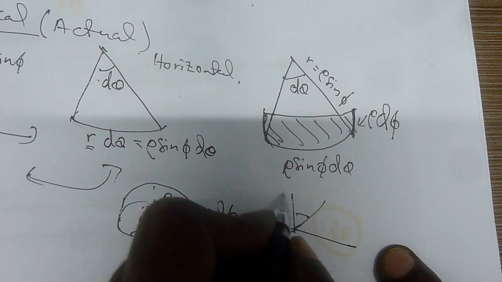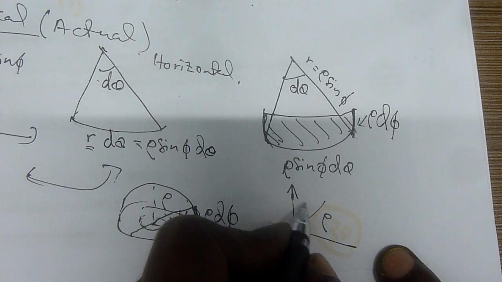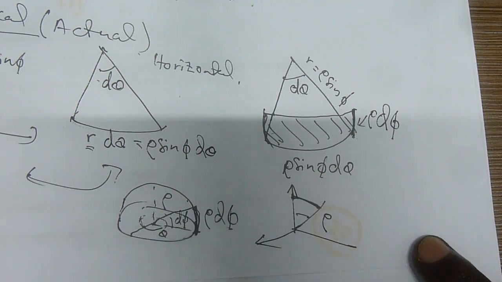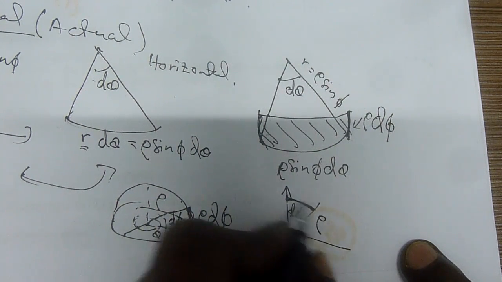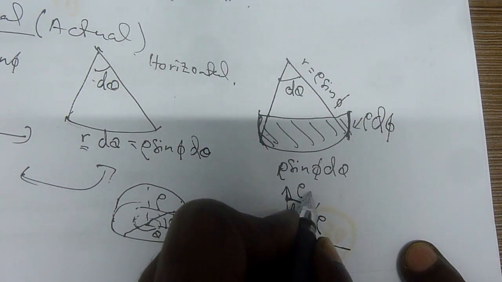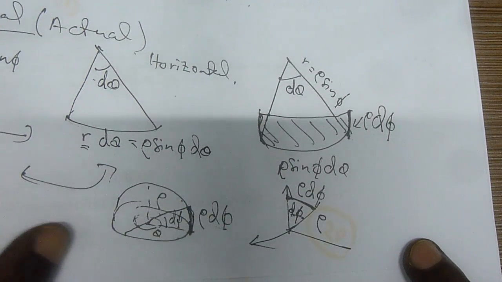If this is the case, imagine this is a rho. If I ask you to find out this, can you find out? Yes, you will say very easy. If this is d phi, then this top on this is rho d phi. You can tell about that, right?